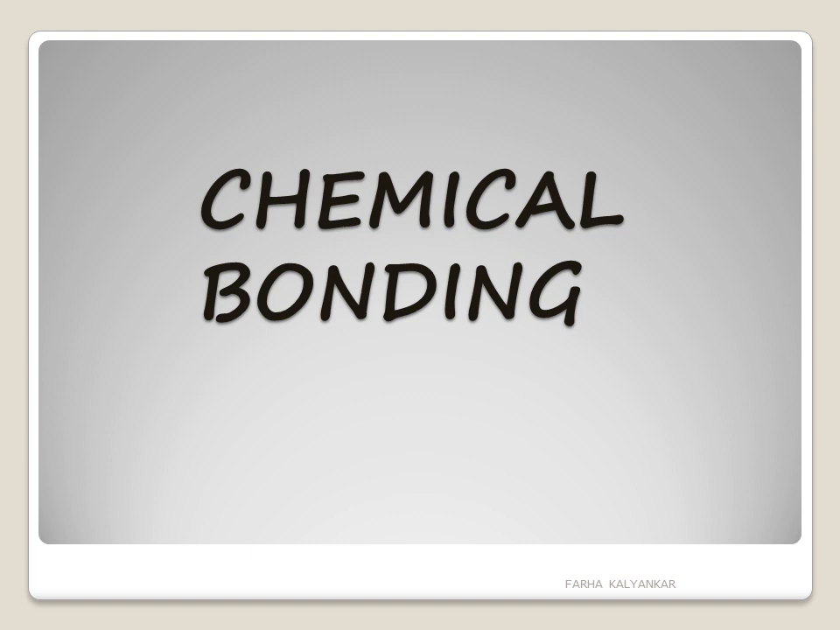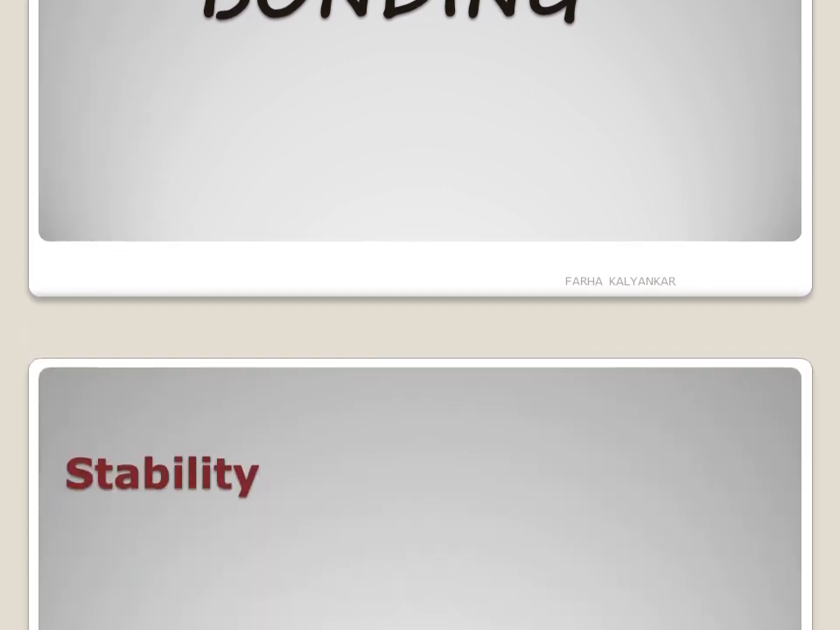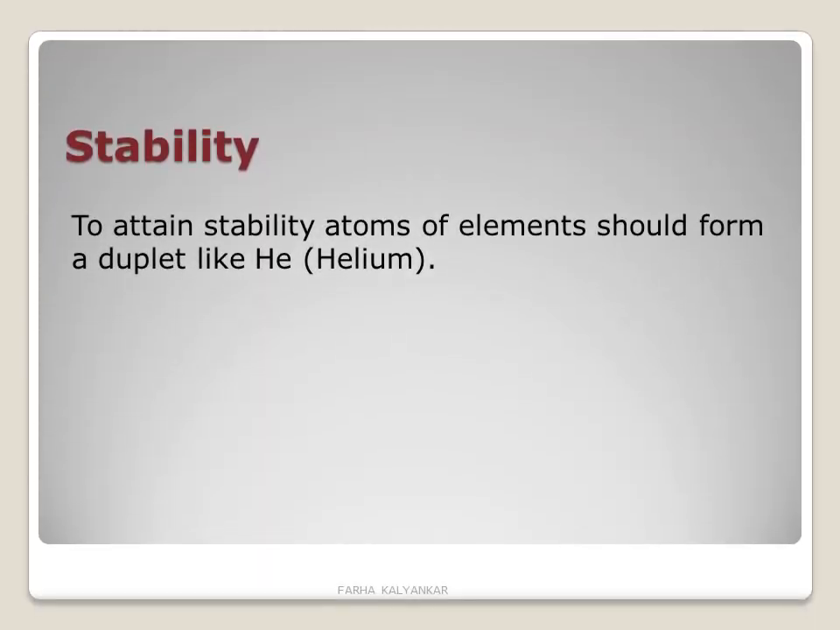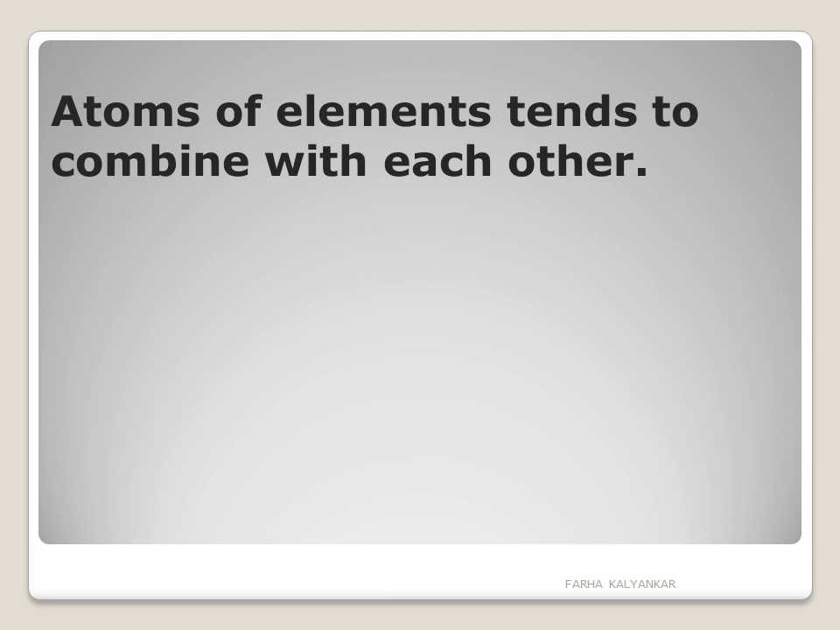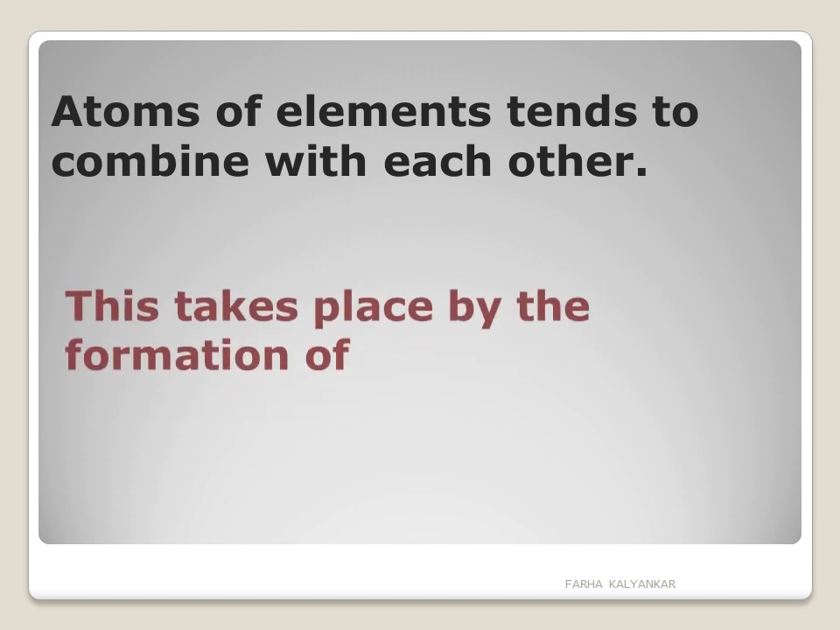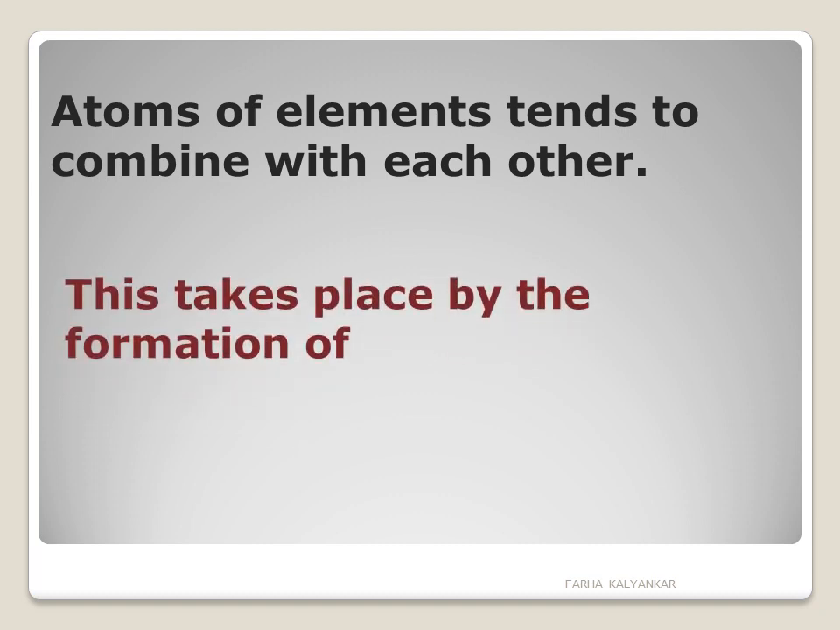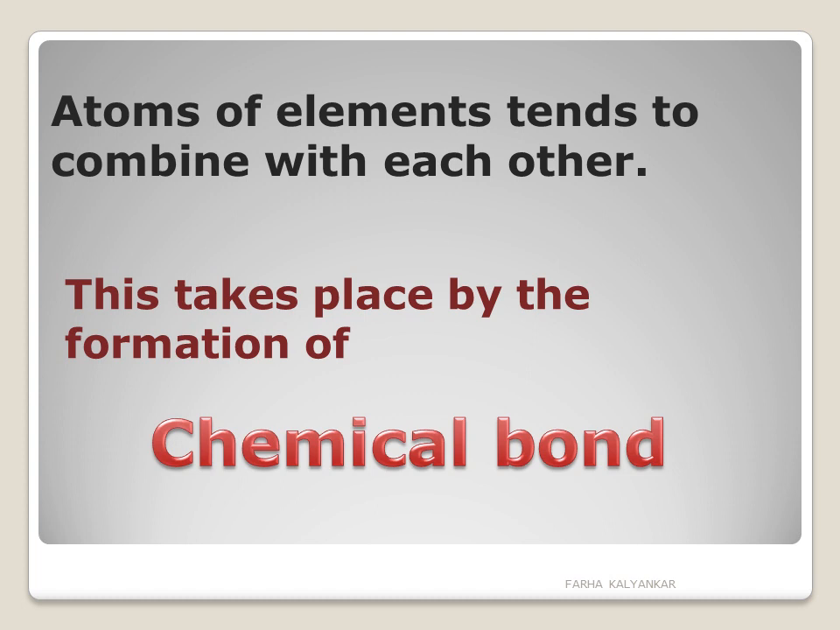Let's study the topic on chemical bonding. To attain stability, we all know that atoms of elements should form a doublet like helium or an octet like noble gases. To attain stability, atoms of elements tend to combine with each other. This takes place by the formation of a chemical bond.